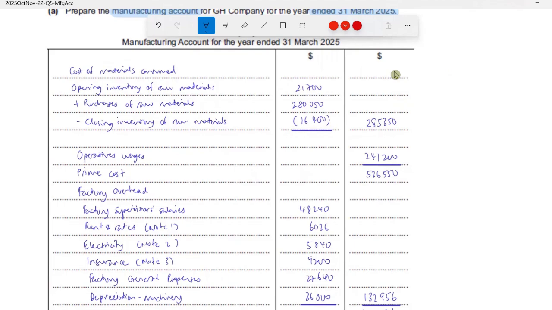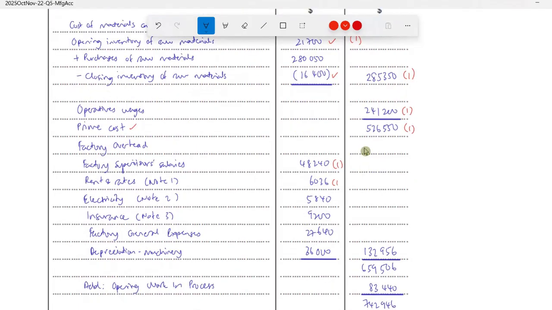Let us look at the marks allocation. If both opening and closing inventory for raw materials are correct, you get 1 mark. Right? Cost of materials consumed section with a correct subtotal, we get 1 mark. Operatives' wages, 1 mark here. Prime cost, correct amount, and correct identification. Prime cost is written. There's also another 1 mark awarded. Each item here is awarded 1 mark.